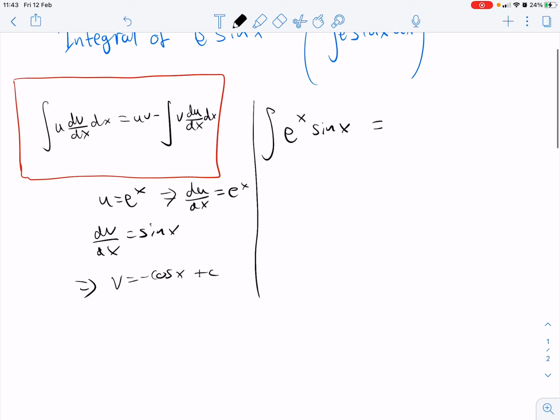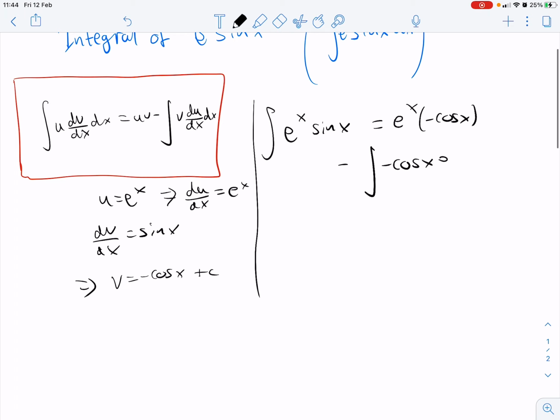So the integral of u dv dx is equal to uv minus the integral of v du dx, right? So uv in this case, well, we already know what u is, that's e to the x, and we found out what v is, that's minus cos x, and then minus the integral of v du dx. v we already know is minus cos x. du dx, on the other hand, is still e to the x, isn't it?